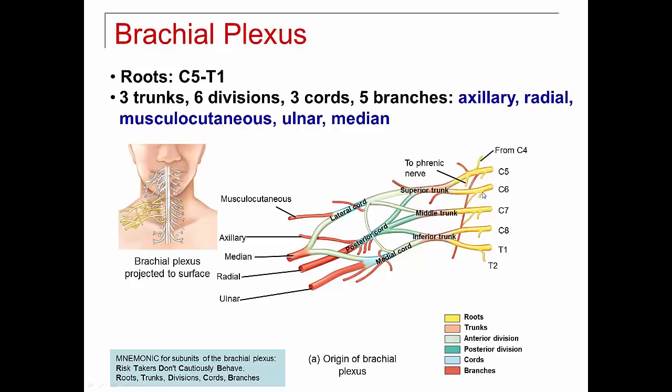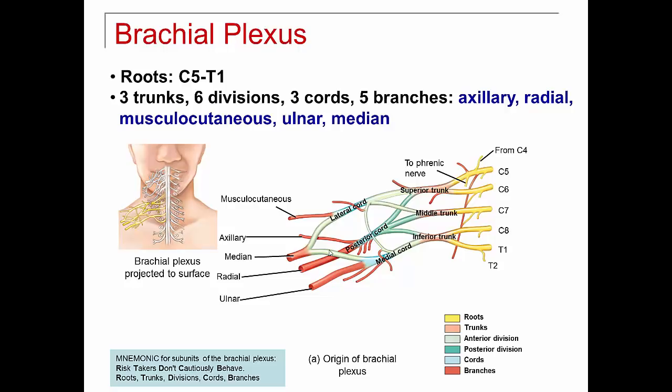So first, our original rami will exit the spinal cord and merge together to form 3 trunks. These trunks then branch out again to come together to form 6 different divisions, which are represented here in light green and dark green. Then they'll merge again in another combination to form 3 cords. Finally, they split into 5 main branches, which will become the peripheral nerves highlighted on the slide. And these are going to supply the shoulders and the upper limbs.